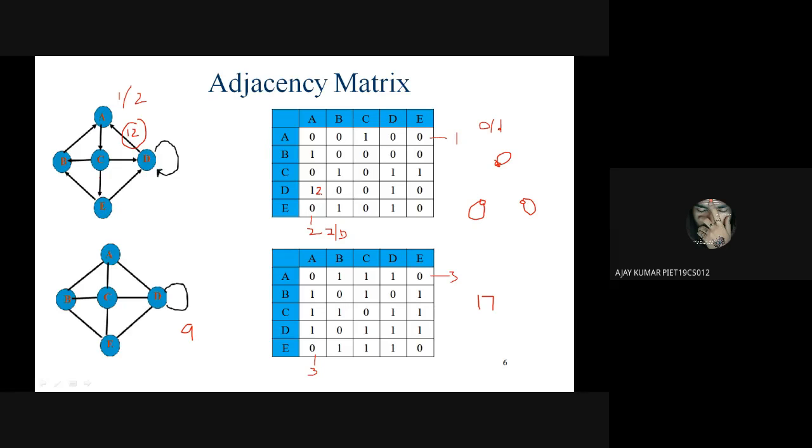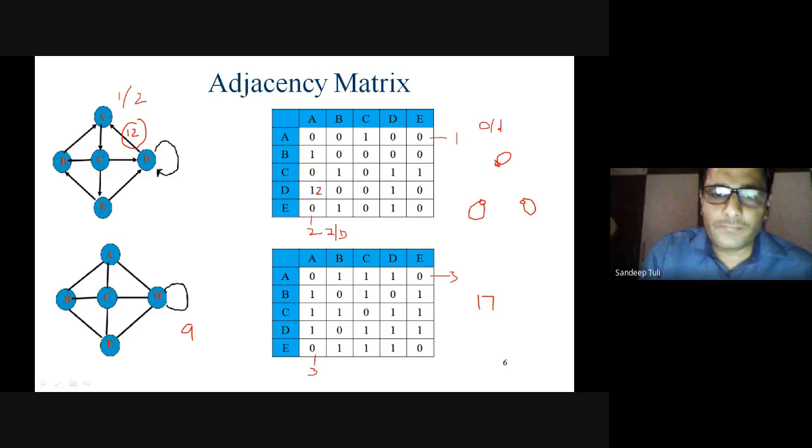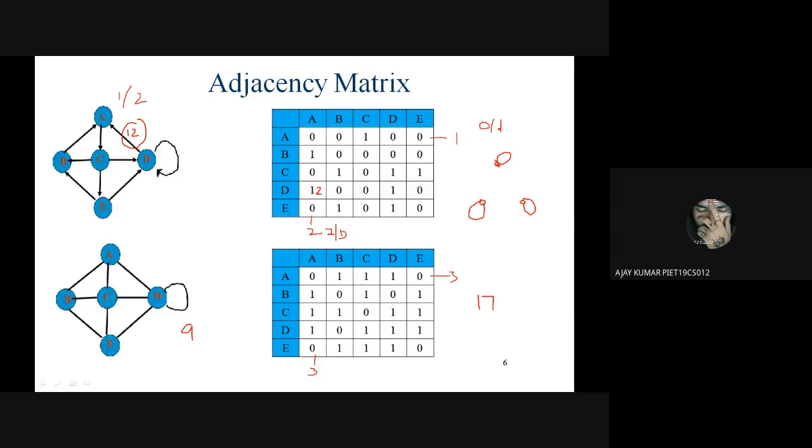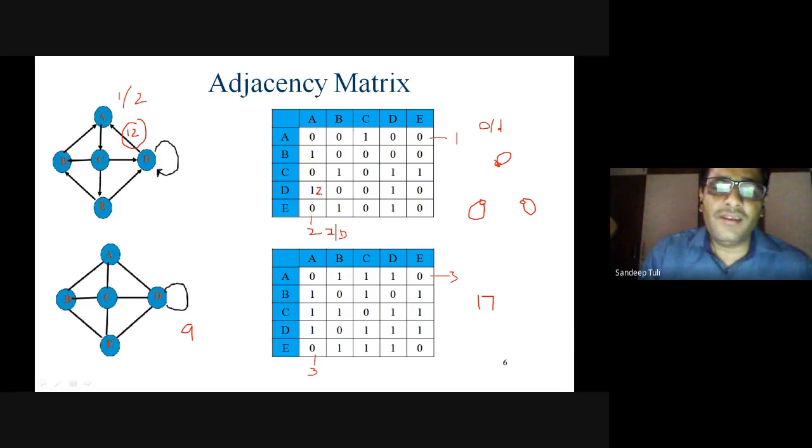Sir, will its in-degree still be 2, or will it change because of the 12? No, it will be the total number of ones. I am saying number. Look, now you will count how many values are coming in it. Okay sir. It will not be 13. Definitely it will not be 13. Very good, that is a good observation. It will be only 2. We will count the total number of non-zero values in that case. Okay sir. Very good. Anything else?